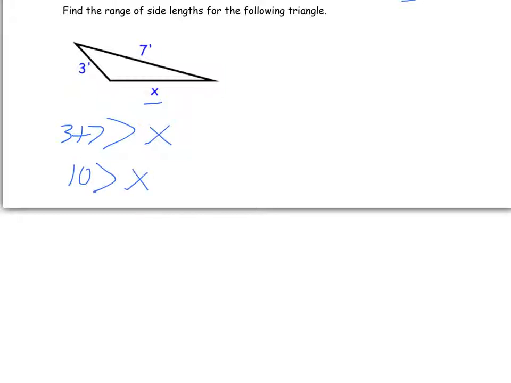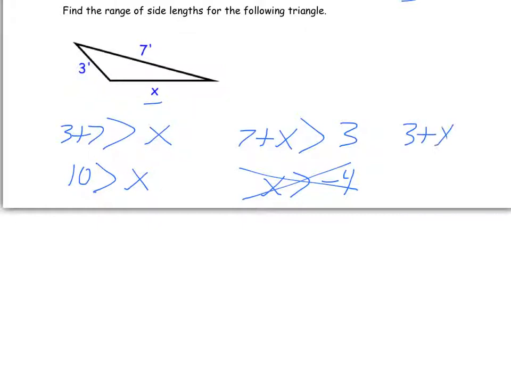The other combination, 7 plus x, has to be greater than 3, which when we subtract 7 from both sides, we get negative 4. Can I have a negative length of a segment? No. So if I do get a negative length, we can eliminate that one. Now the third combination would be 3 plus x has to be greater than 7. Subtract 3 from both sides, and x is greater than 4.